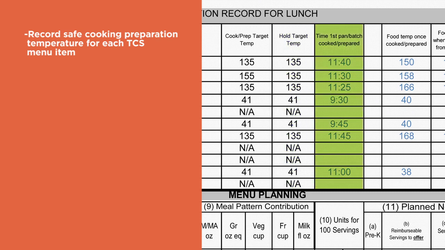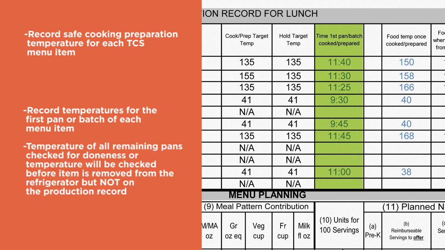For hot or cold menu items that are TCS foods, temperatures are only recorded for the first pan or batch of each menu item. The temperature of all subsequent pans of cooked foods will be checked for doneness. For cold TCS foods, the temperature will be checked before the item is removed from the refrigerator. Temperatures of these additional pans are not recorded on the production record.